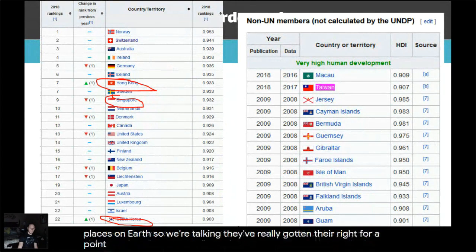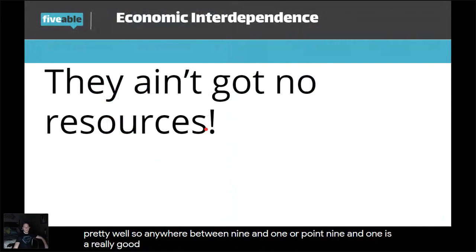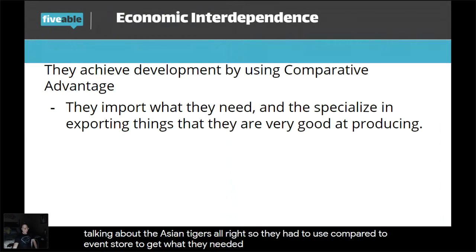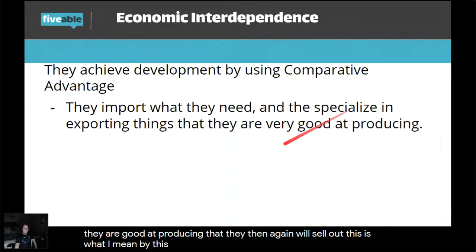For a point of reference, the United States is right here, and I think we live pretty well. So anywhere between 0.9 and 1 is a really good place to be. When I say they ain't got no resources, I'm talking about the Asian tigers. So they had to use comparative advantage in order to get what they needed and in order to produce what they are good at producing, that they then will sell out. This is what I mean by they specialize in exporting things they are very good at producing.